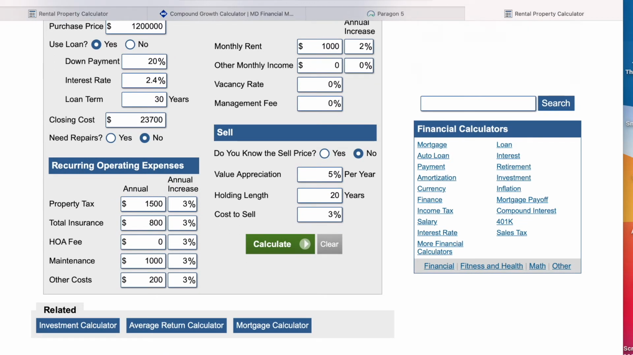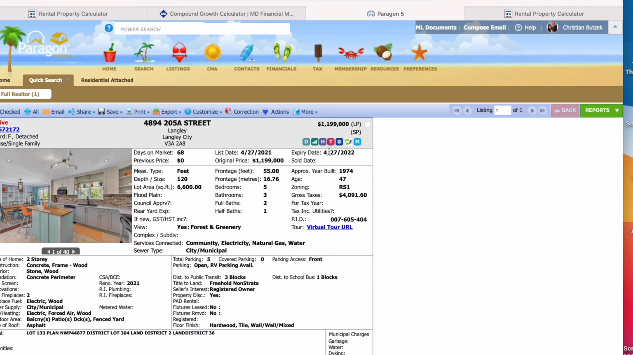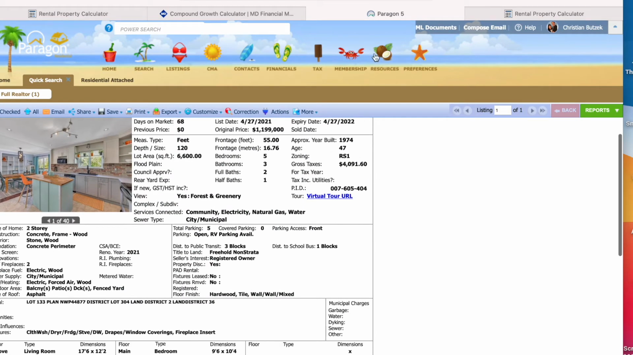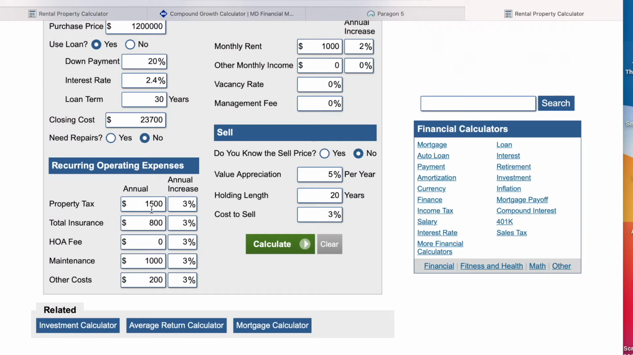All right, property tax. Let's take a look. This home is at $4,091 a year, so we're going to put $4,092 for the property tax. Okay, property tax is probably going to go up 2 to 3%, so let's just say 2.5% on an annual basis. Total insurance, I think it's going to be a little bit higher than that. I'm going to say it's going to be about $100 a month. Likewise, I think insurance is going to increase by about 2.5% per year.